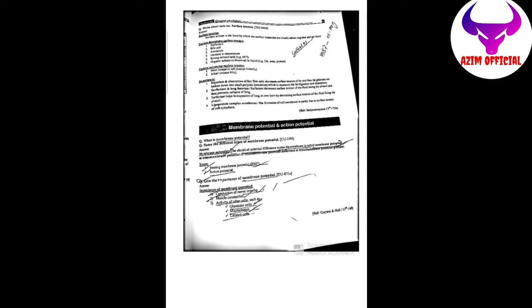Give the importance of membrane potential. The importance of membrane potential is, number 1, conduction of nerve impulse, and muscle contraction, and activity of the cells such as granular cells, macrophages, ciliated cells. These are the importance of membrane potential. What is resting membrane potential? Go to the next slide, please. What is resting membrane potential? Yes, this slide. Keep this slide.